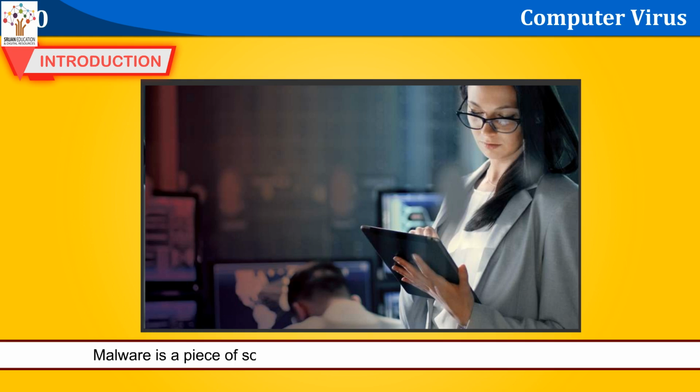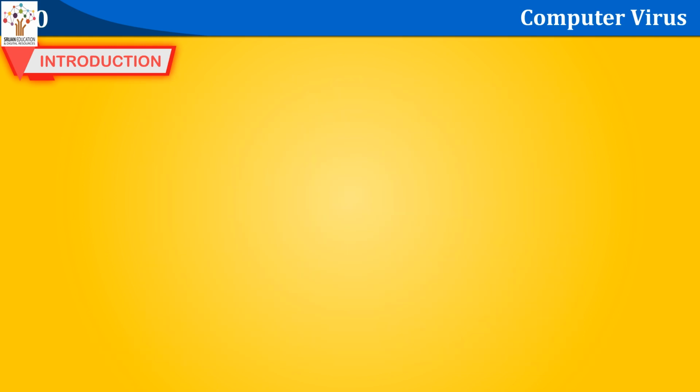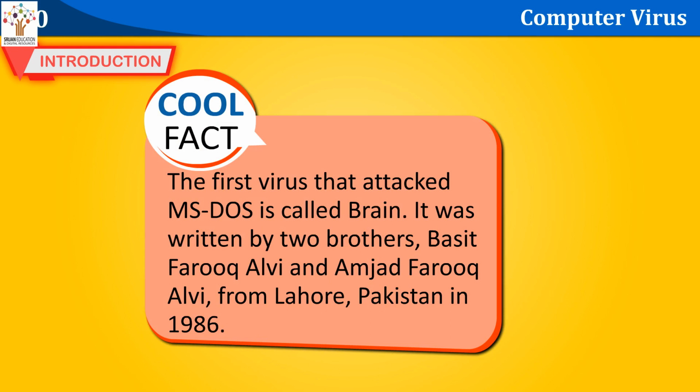Malware is a piece of software that causes harm to your system or network. Malware has the ability to spread itself in the network, remain undetectable, and cause changes or damage to the infected system or the network. Cool fact: the first virus that attacked MS-DOS is called Brain. It was written by two brothers, Basit Farooq Alvi and Amjad Farooq Alvi from Lahore, Pakistan in 1986.